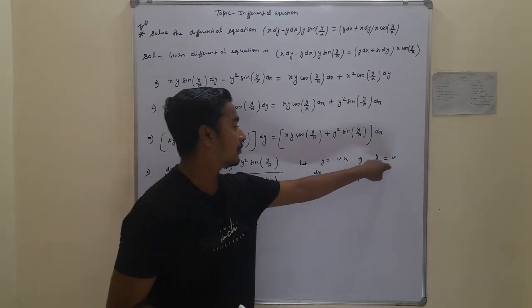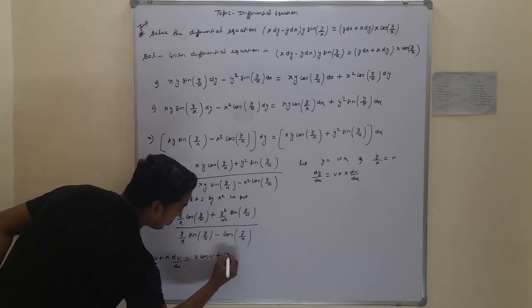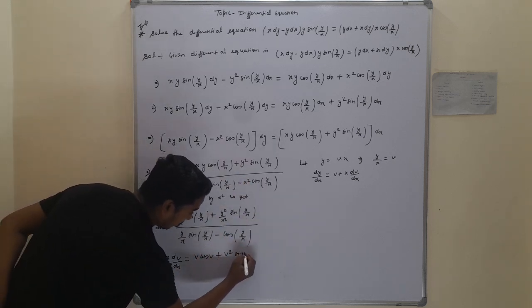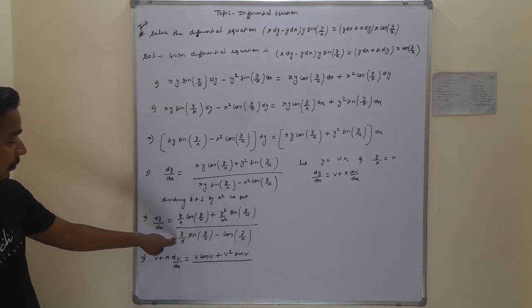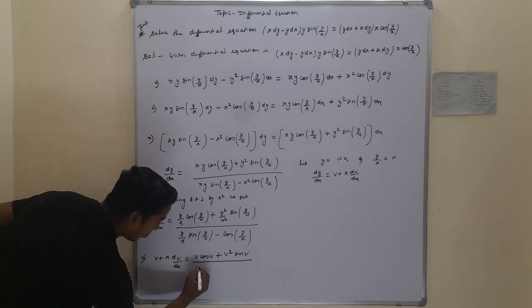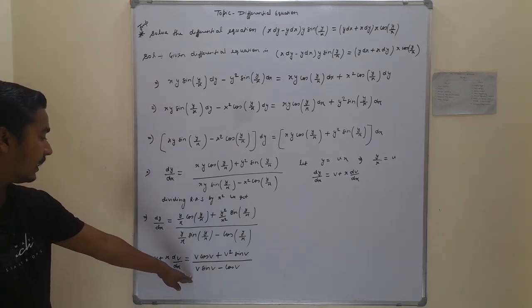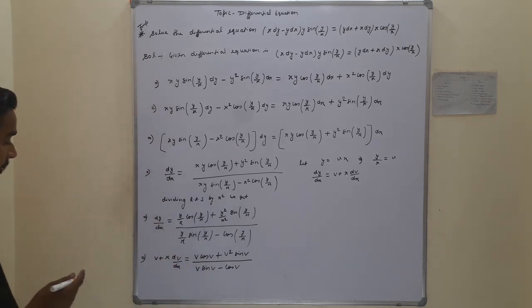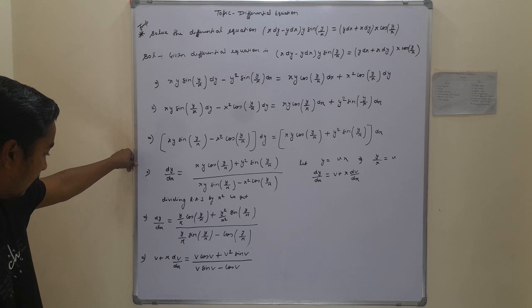Here y by x is v, so we have to put in place of y upon x, y square upon x square, this gives v square, and into sine, in place of y by x we can put v, upon, in the denominator, in place of y by x we have to put v sine v minus cos v. And further we can arrange here once again, solving sine v minus cos v.